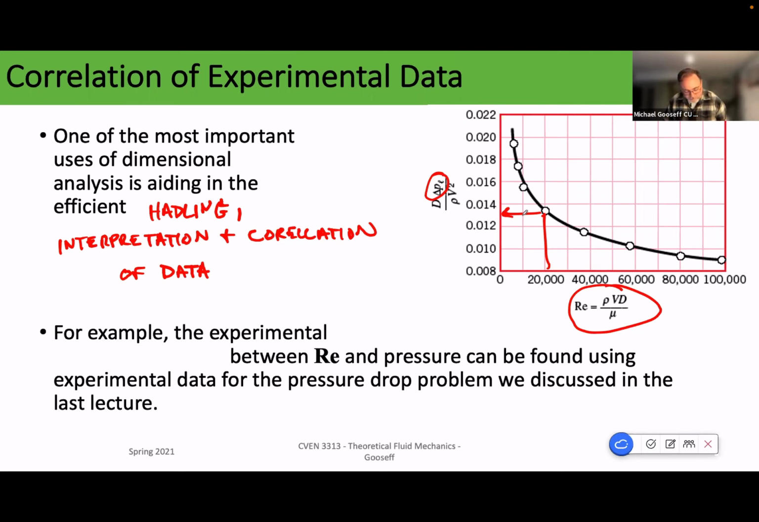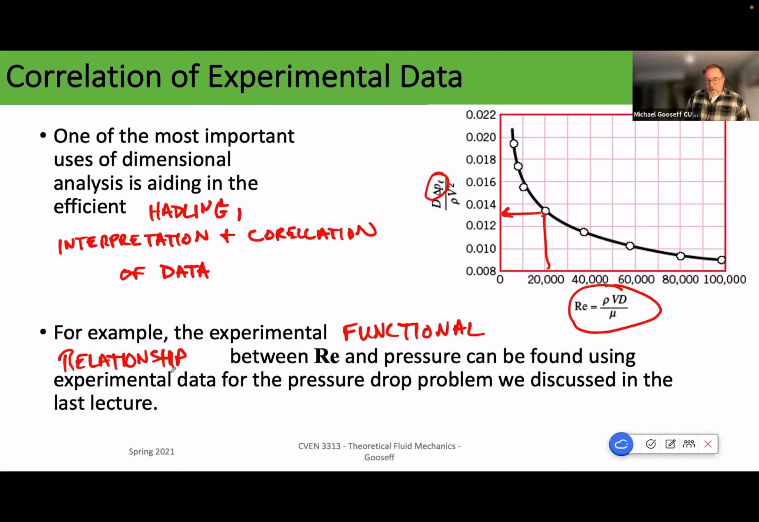For example, the experimental functional relationship between the Reynolds number and pressure can be found using experimental data for the pressure drop problem that we've discussed last Thursday a fair bit. Okay?